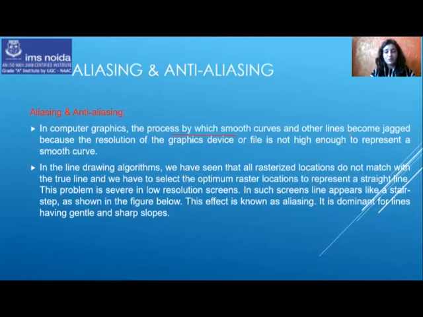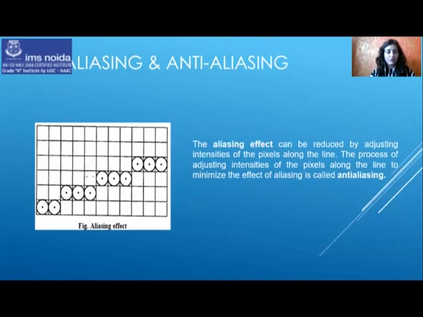Sometimes the smooth lines become jagged because the resolution of the graphics or files is not high enough to represent the smooth curve. So in line drawing algorithms, we have seen that all rasterized locations do not match the true line. What do you mean by this? Let's see from this diagram. It will be more clear to you. Aliasing and anti-aliasing technique.